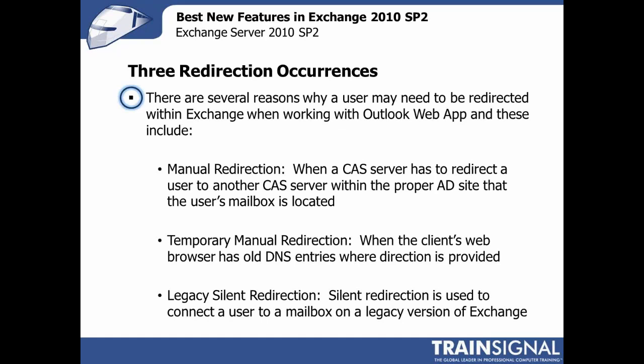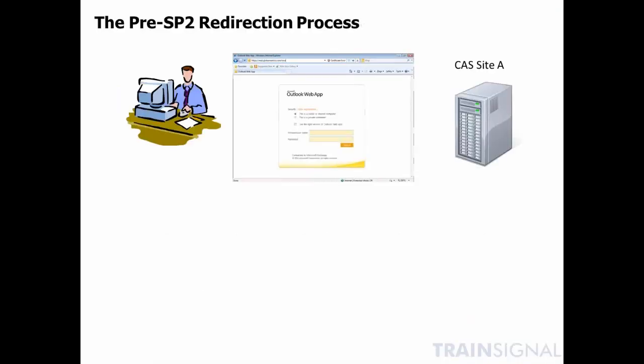So the silent redirection is used to connect a user to that mailbox on that legacy version of Exchange. So these are the three normal Exchange 2010 redirection occurrences. Okay? If we look at it here, this is the pre-SP2 redirection process. The user attempts to log in through Outlook Web App. They get to a CAS server in Site A.